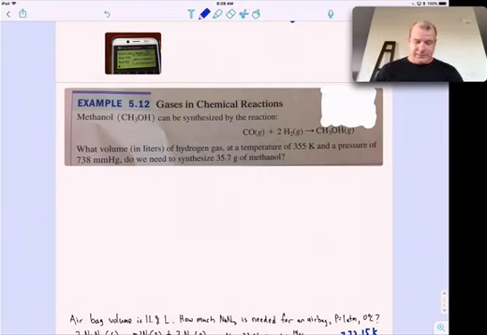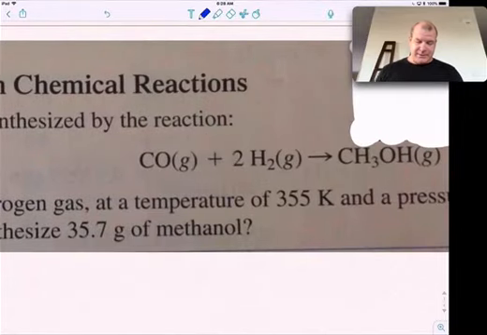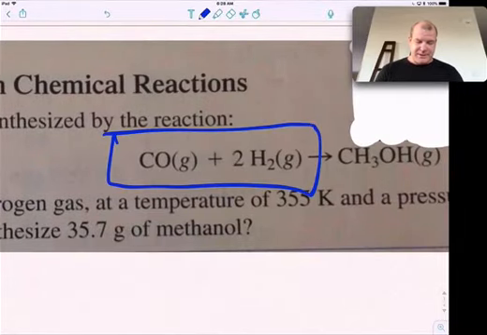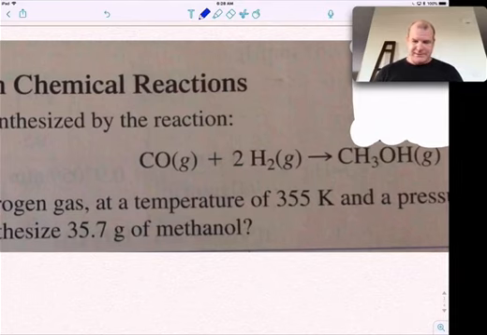The other thing to note, this right here, carbon monoxide plus 2 hydrogens, this is known as synthesis gas, or syngas, or also has been known as town gas.